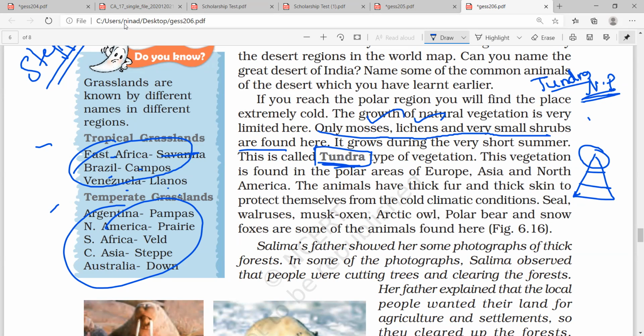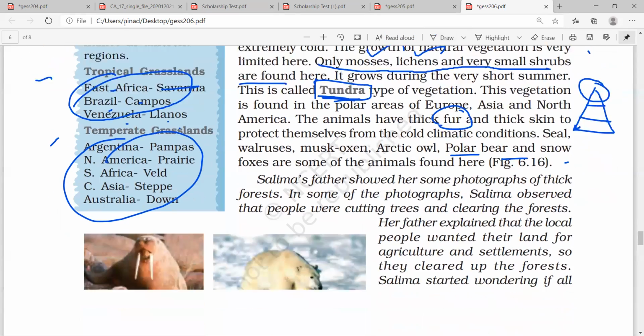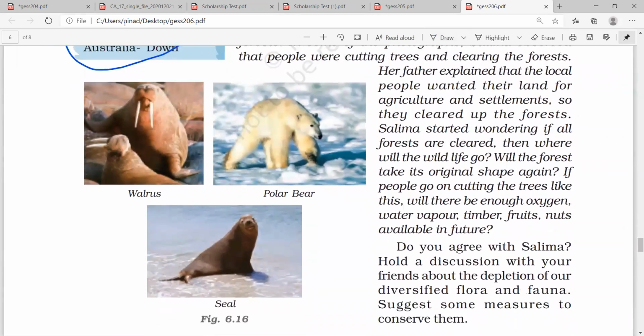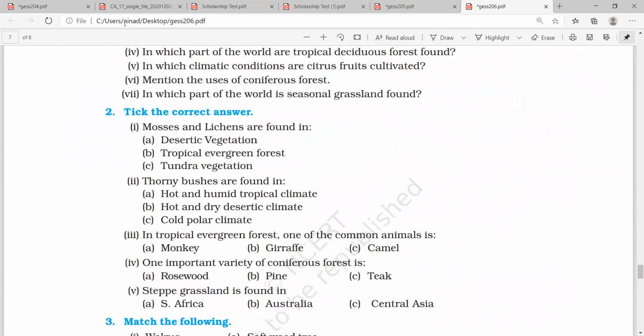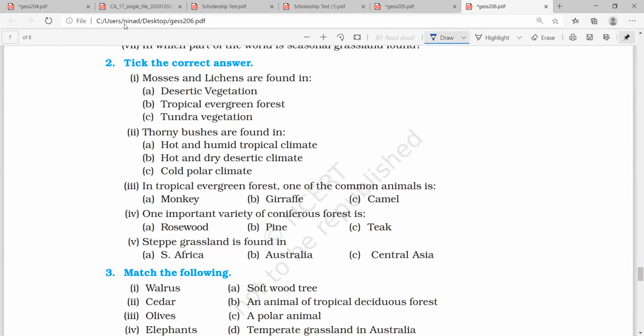But a lot of animals will be there. It is very useful for fur industries. Polar bear and others are found in tundra regions. Look at this, these are examples of tundra. You will not find any kind of vegetation here. Mosses and lichens are found in tundra vegetation. Thorny bushes are found in... where is it found?